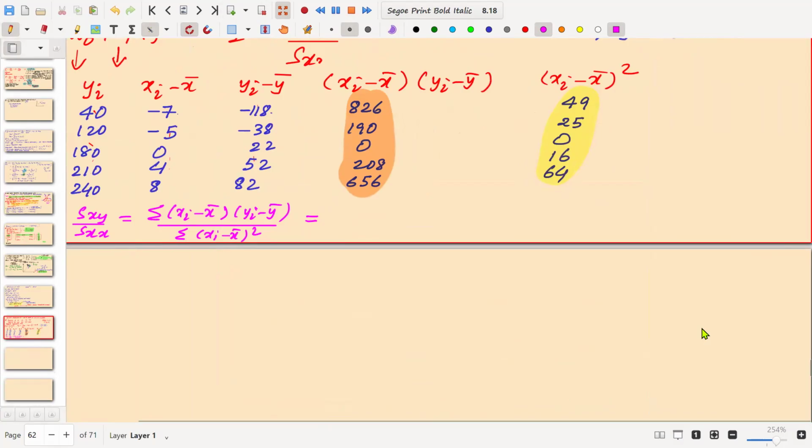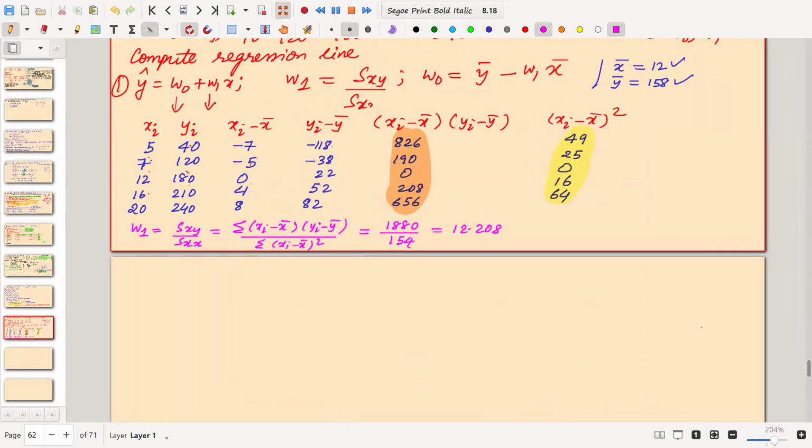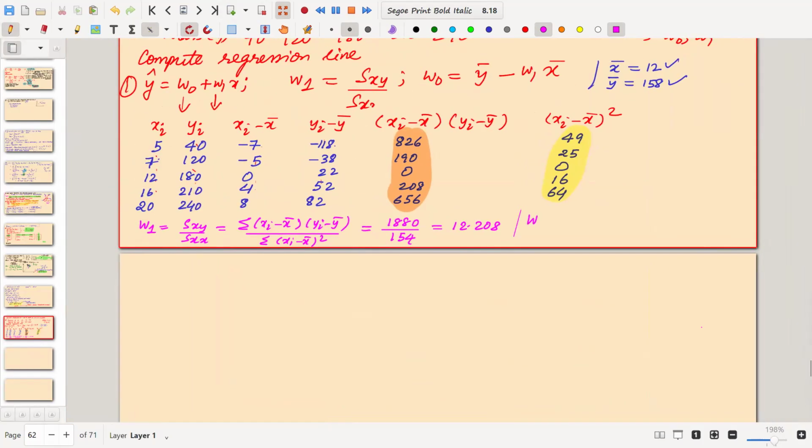So what do you get? 1880 divided by 154, and this comes to be 12.208. Okay. So this is W1. Can you compute W0? W0 is nothing but y bar minus W1 x bar. That is equal to y bar, you already found out 158, minus W1 which is 12.208 into x bar, that is 12. So you will get it around 11.506, right? 3 decimal points.